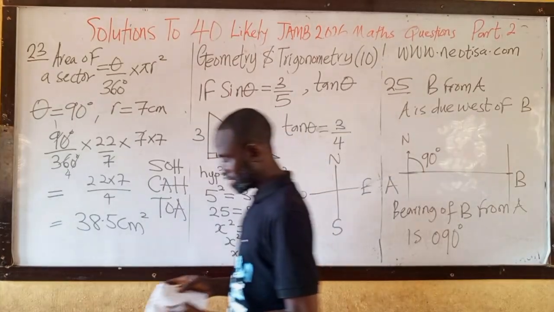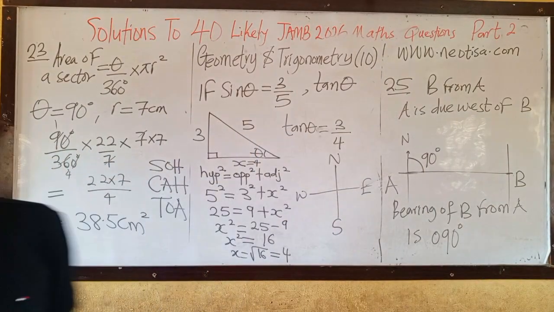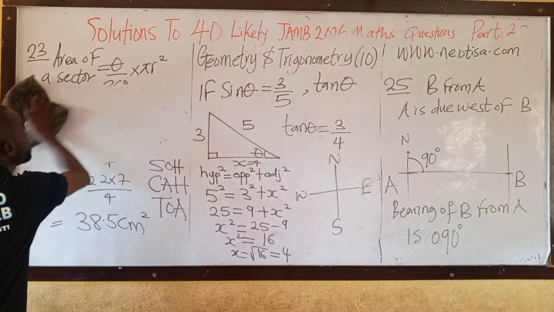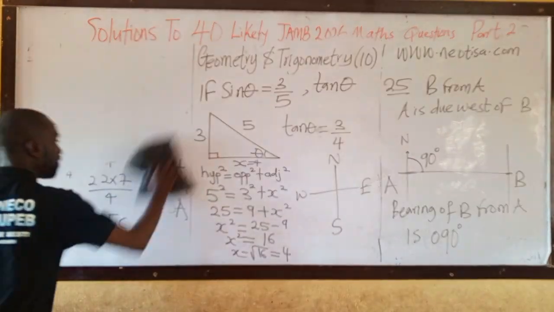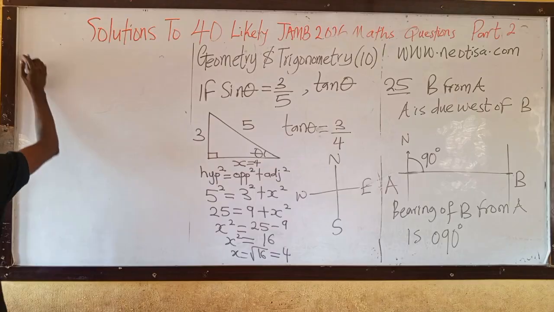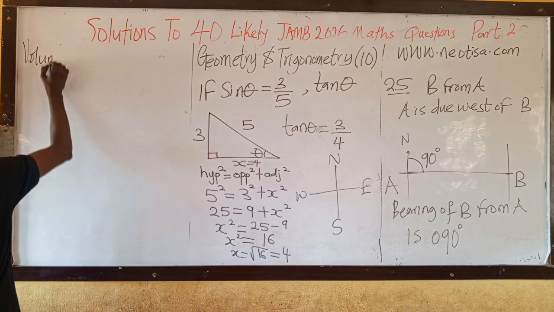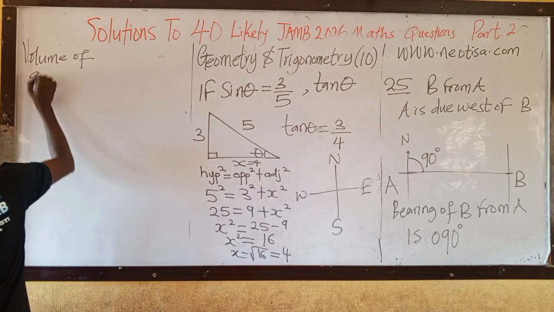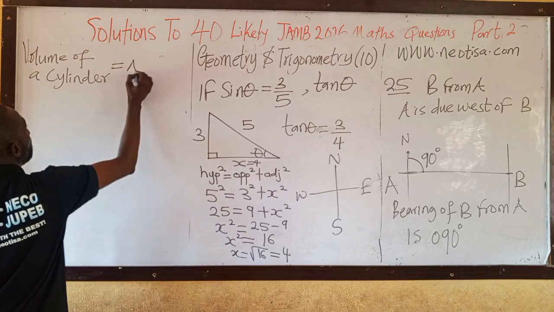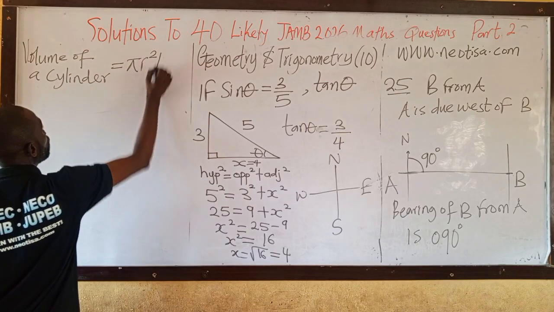Now, question number 26. Find the volume of the cylinder. What is the formula for the volume of the cylinder? That is pi r squared h. Volume of a cylinder equals pi r squared h.